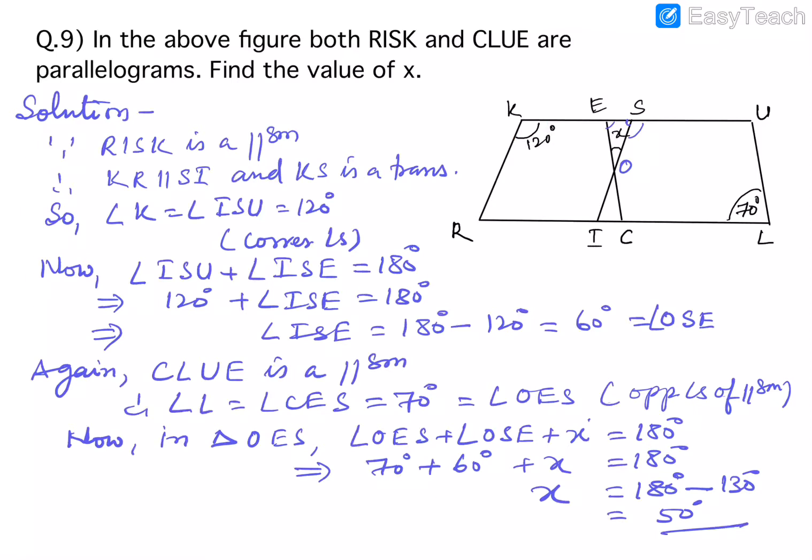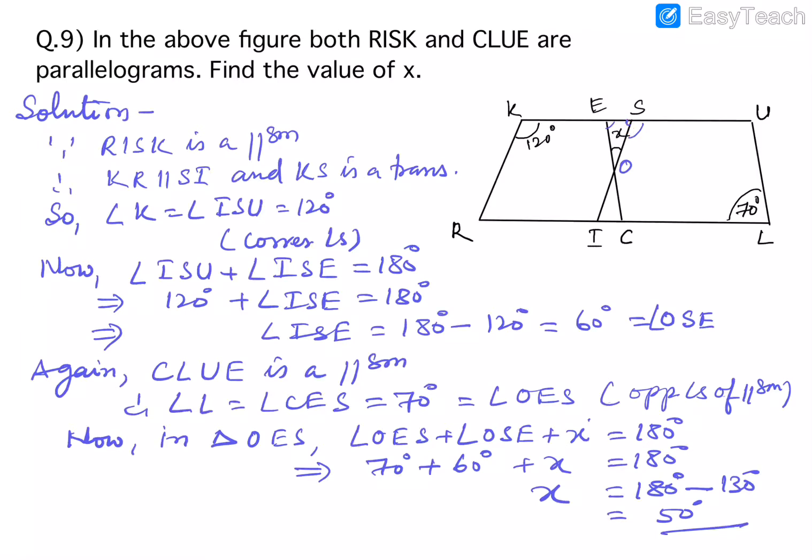Since this is 120 degrees, this is also 120 degrees because of corresponding angles. Now angle ISU plus ISE form a linear pair. So their sum will be 180, out of which this is 120. So this gives angle ISE as 60 degrees.